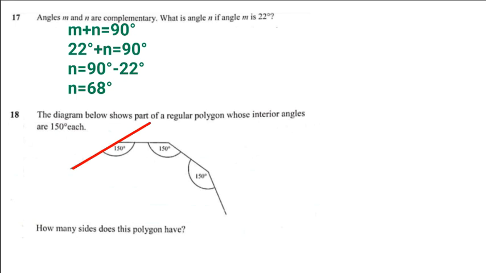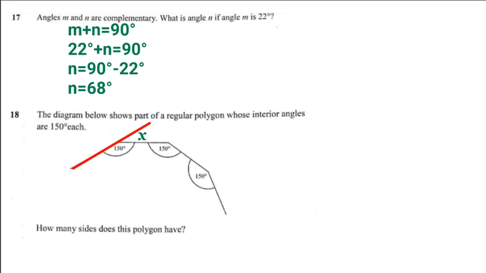Here we're going to say X, so the exterior angle is X. When you find the value of X, that means all the exterior angles of this polygon have the same value as the one we're going to find. We need to find the exterior angle because that will help us to find the number of sides.